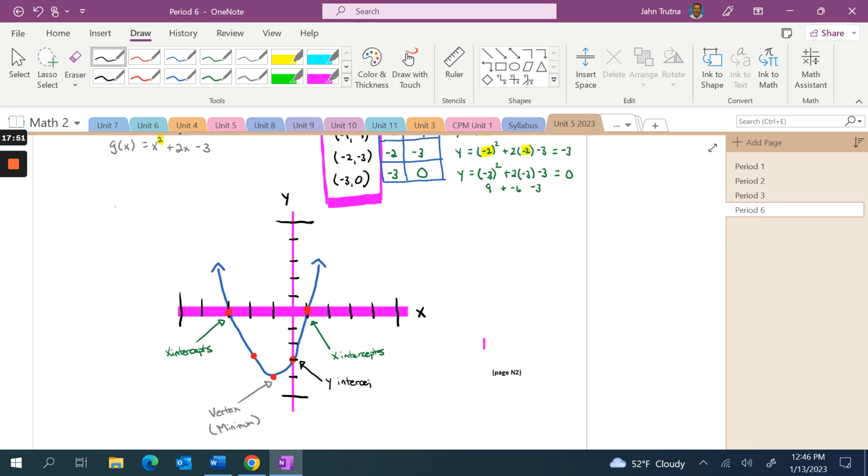Okay, so these are key features that you have to know and recognize in a graph. This parabola has 2 x-intercepts, it has a y-intercept, and then we have the vertex at the very bottom, which is a minimum because it's the lowest point. Okay, so there we go. Unit 5, assignment number 2's notes.